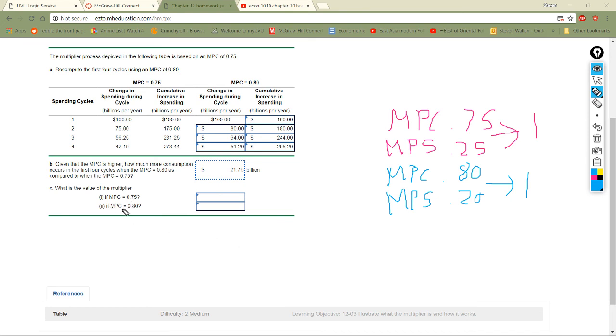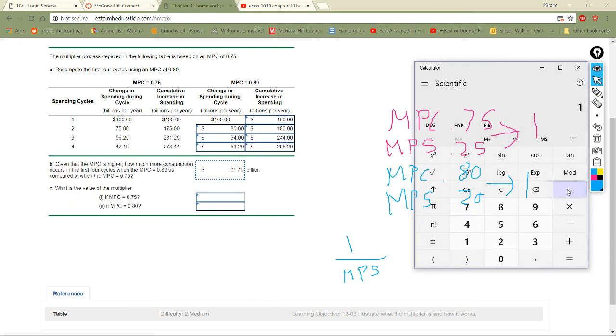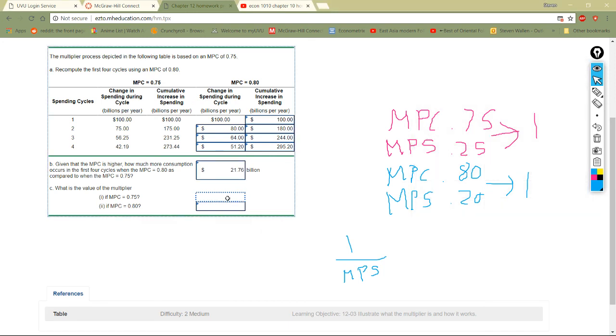However, we need to find the multiplier. Remember, the easy multiplier is 1 divided by MPS. This is the easiest multiplier formula out there. Let's do this. So on the first one, our MPS is what? On 0.75, it's going to be 0.25. Bring up our calculator. 1 divided by 0.25 equals 4. So we got 4 there. So remember, we used this number right here. So it was 1 divided by 0.25.